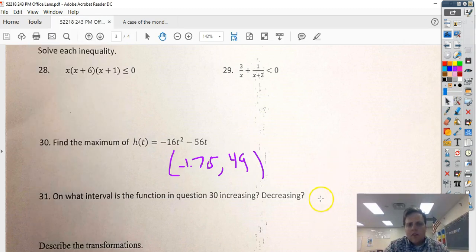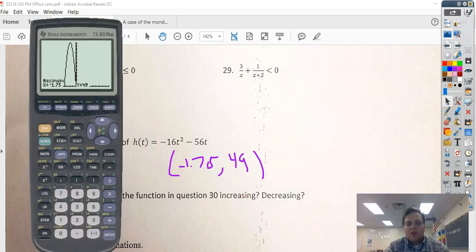Now what interval is the function in question 30? Increasing, decreasing. Okay, so go back and look at your graph real fast. I was going up, up, up, up, up, up, up, and then I started going down, down, down, down. What was my turning point? This guy right here, right? So I was increasing all the way to this and decreasing after this.